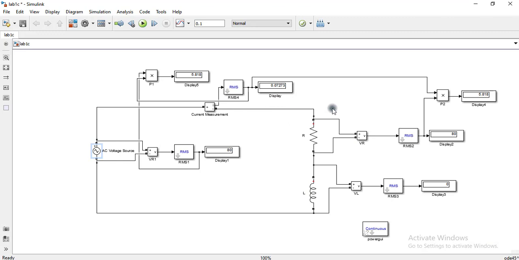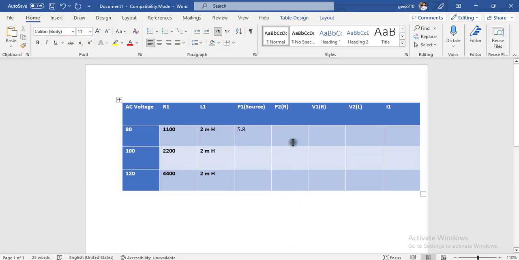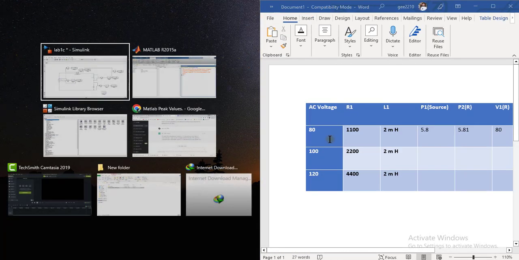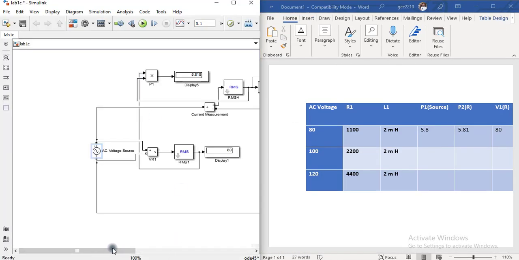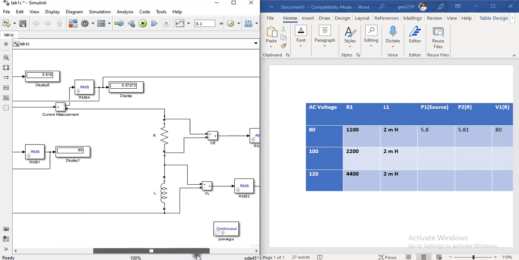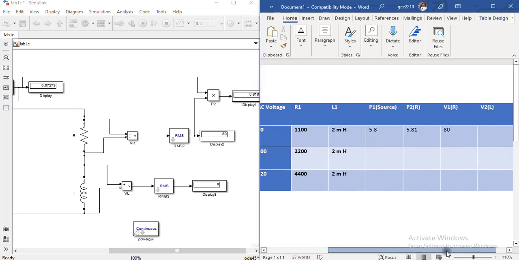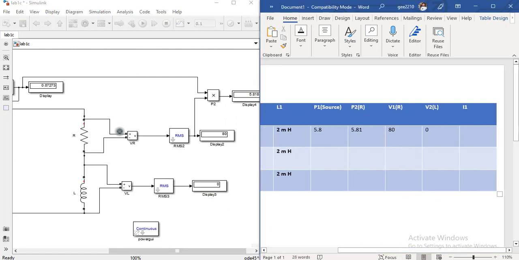What is the P2? P2 is the same, 5.81 watts. What is the voltage across the resistor? Voltage across the resistor is 80 volts. And what is the voltage across the inductor? Inductor voltage is almost 0, so it is 0. What is the value of current? Current is 0.07.